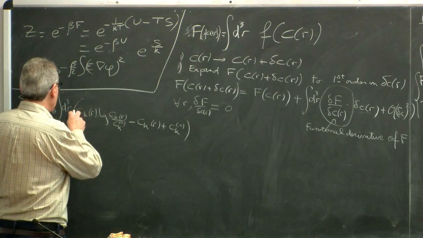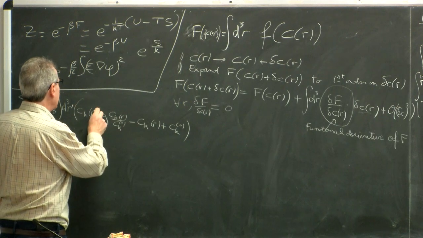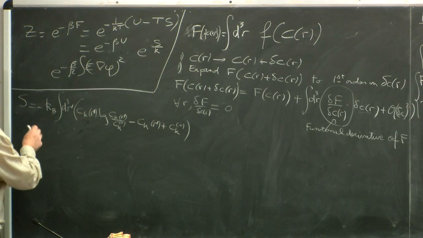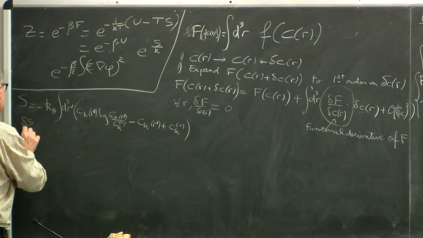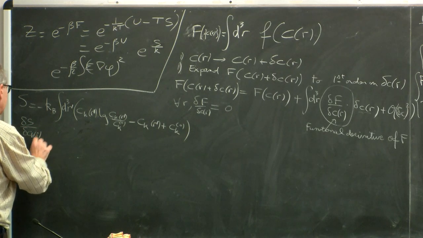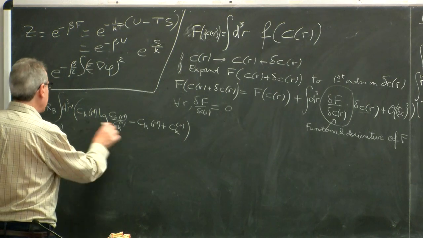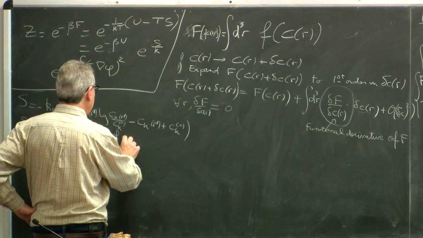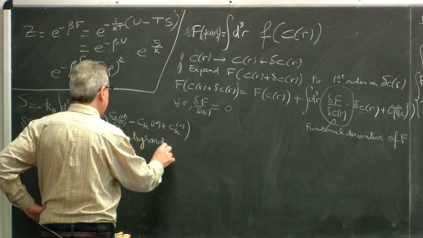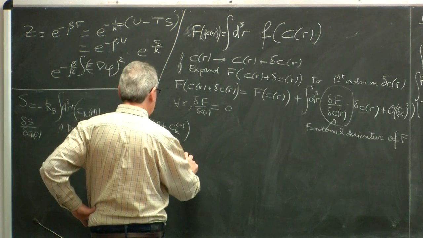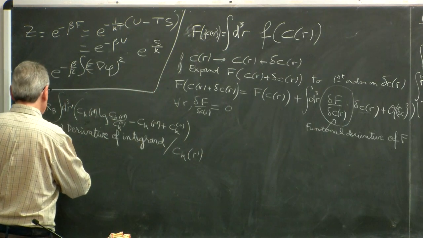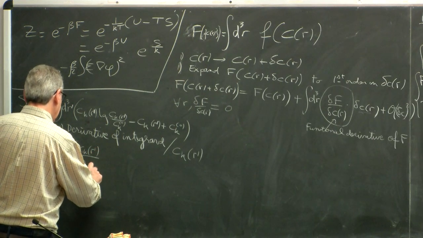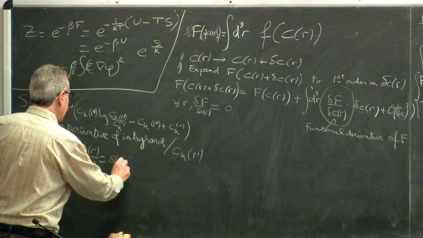First of all, you write it d r prime, because it's an integration variable. And in order to calculate delta S by delta ck(r), first you take the derivative of the integrand with respect to ck(r prime), and then you use the rule that delta ck(r prime) by delta ck(r) equals delta(r minus r prime).